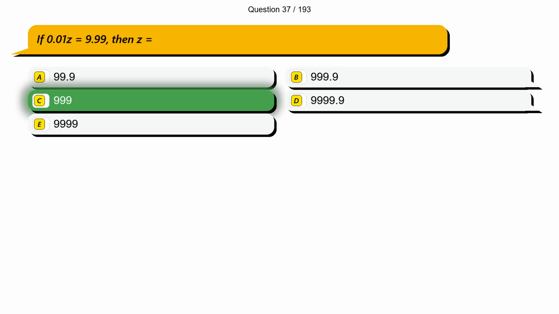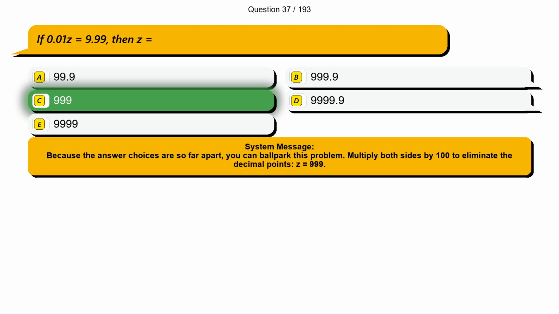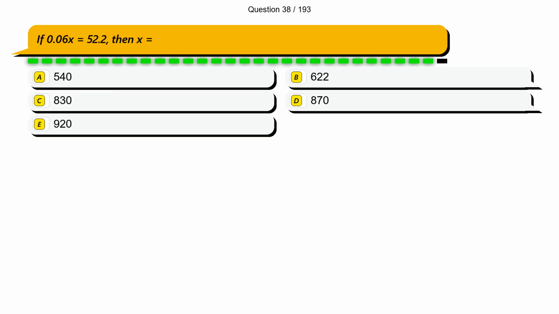999. Because the answer choices are so far apart, you can ballpark this problem. Multiply both sides by 100 to eliminate the decimal points. Z equals 999. Question 38.